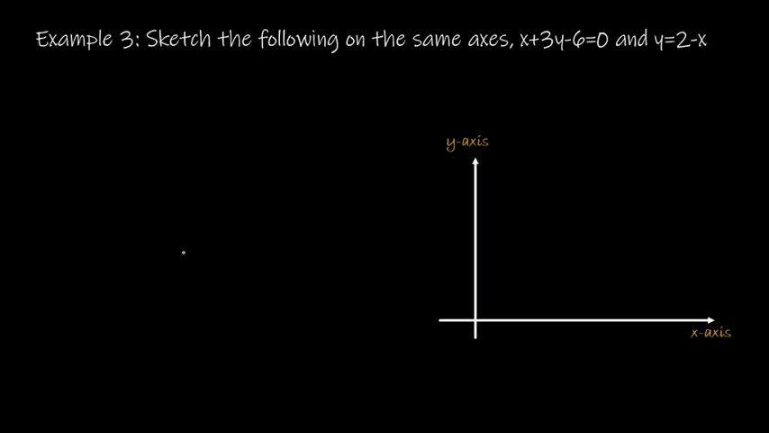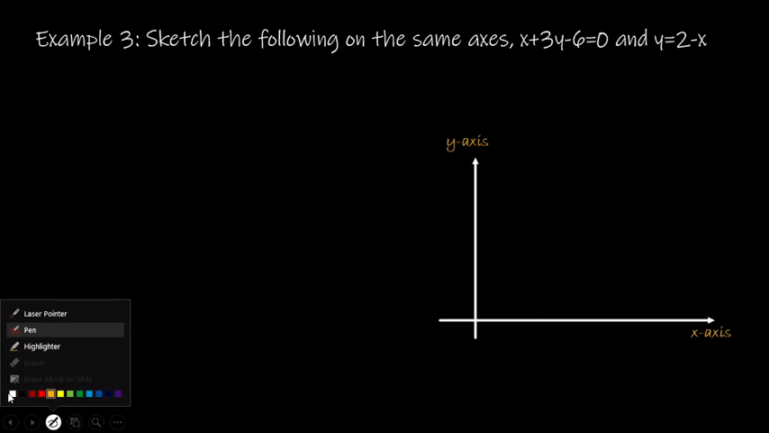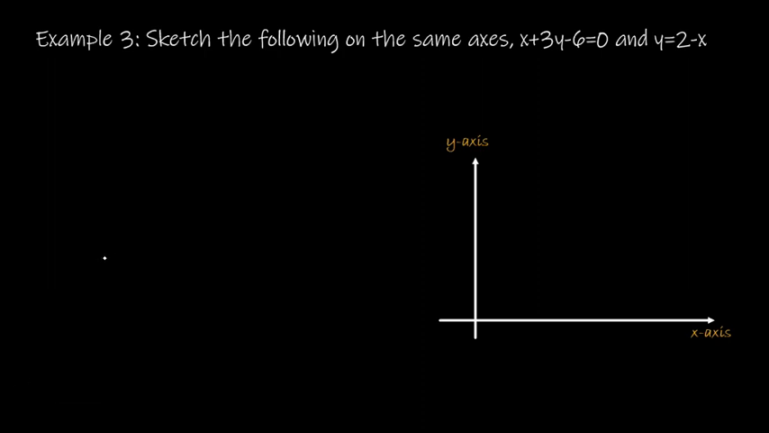Alright, let's look at one final example. In this example, we have to sketch the following on the same axis. We have the first equation to be x plus 3y minus 6 is equal to 0. Then we have the second equation, y is equal to 2 minus x.